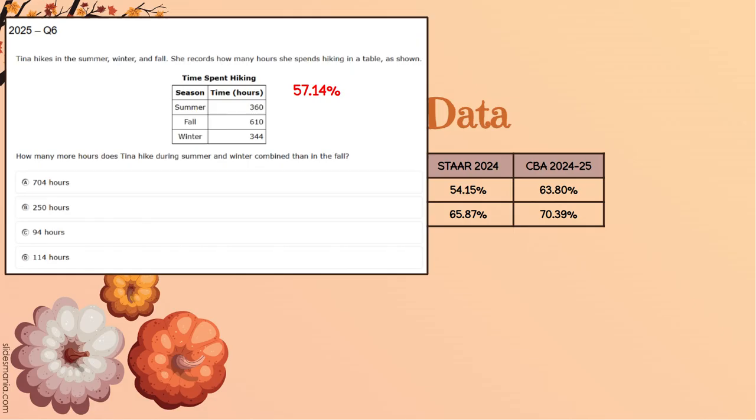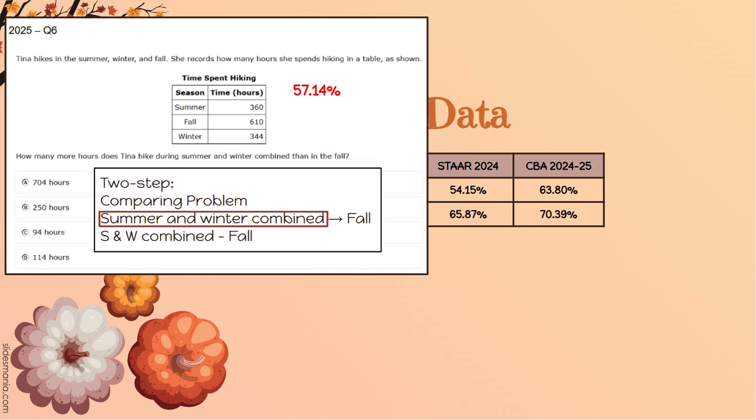So really, this could be a second grade question. After we're adding and subtracting and word problems up to 1,000, we could do this in second grade. So why is this so hard? Why did only 57% of our third graders get it correct? Well, that's because it's a 2-step problem.